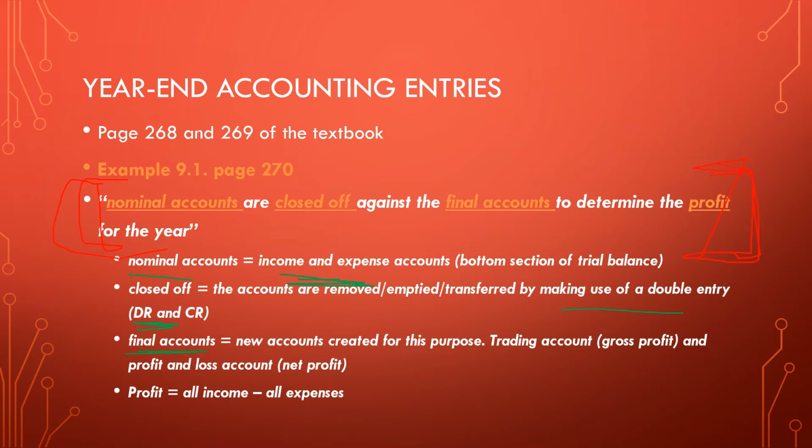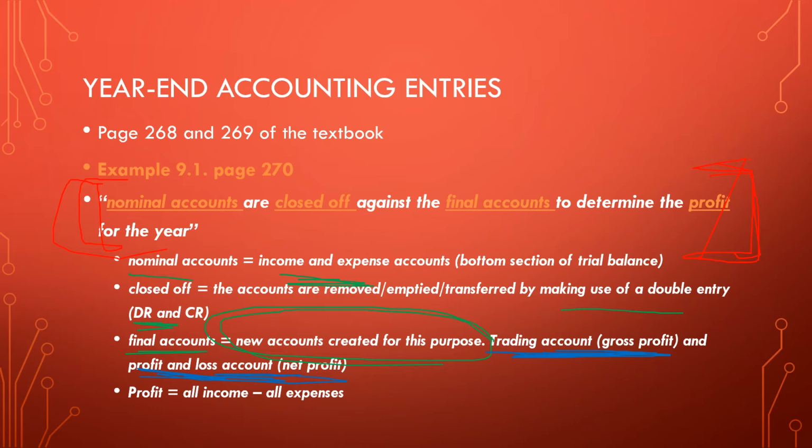Now, the final accounts are new accounts that we create for this purpose, to do these closing transfers. We work with two final accounts. Account number 1 is called the trading account, where we determine gross profit. And the second final account is called the profit and loss account, and that is where we determine net profit. Okay, so reminder, profit is all income minus all expenses. That's something we've dealt with since learning unit 2.